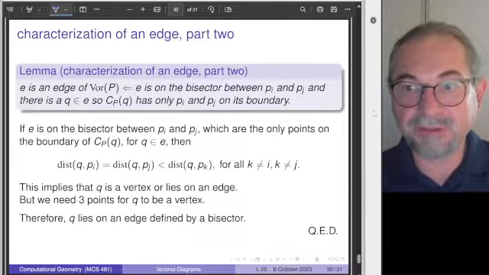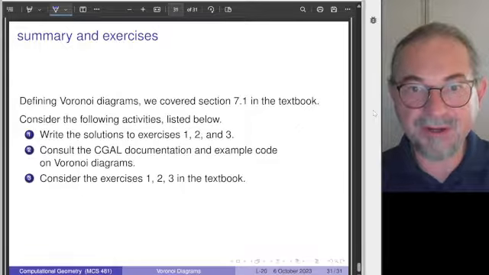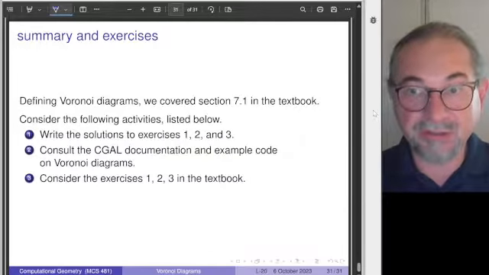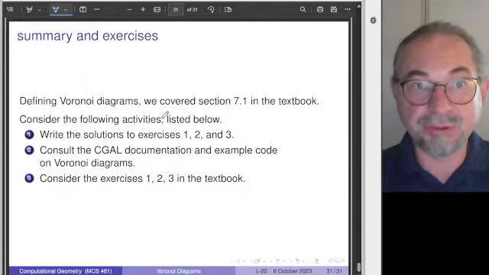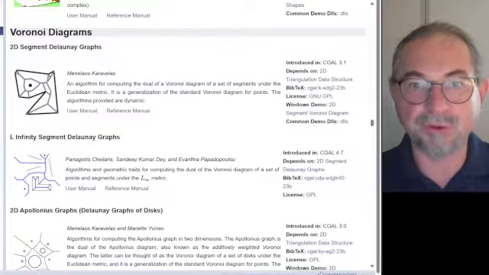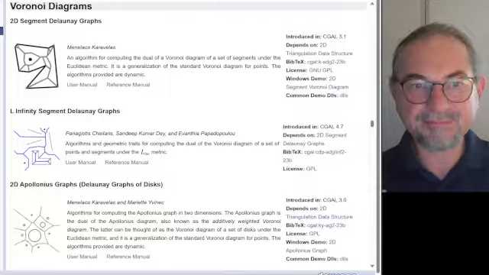Great. So I was thinking I had a lot of material. We have formally defined what a Voronoi diagram is. We covered section 7.1. The exercises were critical to slowing us down to compute more examples. What we should also do is look at the manual of CGAL. So you see Voronoi diagrams have their own section in the documentation in the package overview.